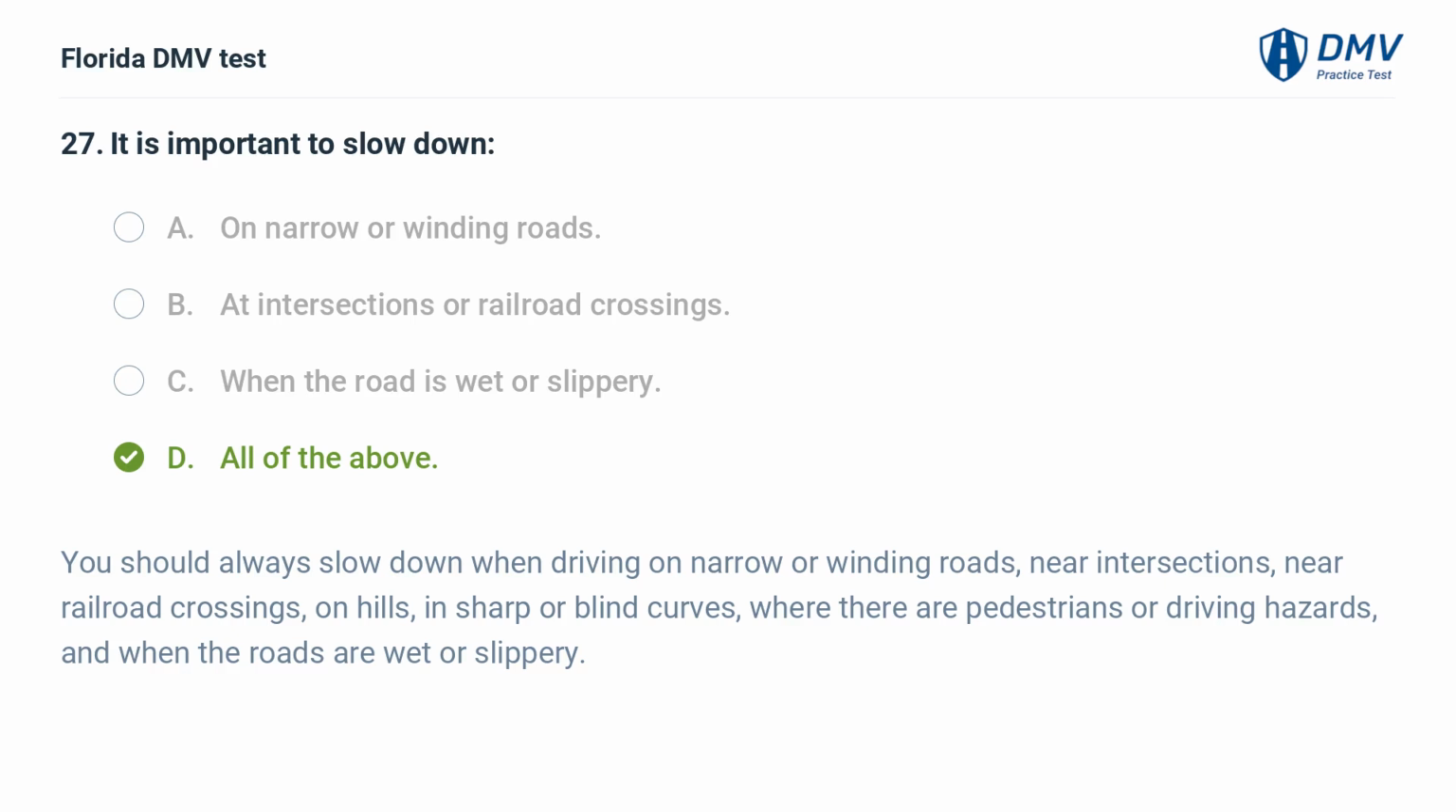You should always slow down when driving on narrow or winding roads, near intersections, near railroad crossings, on hills, in sharp or blind curves, where there are pedestrians or driving hazards, and when the roads are wet or slippery.